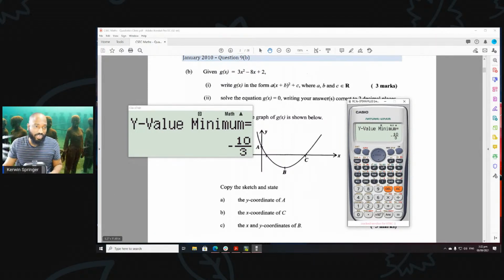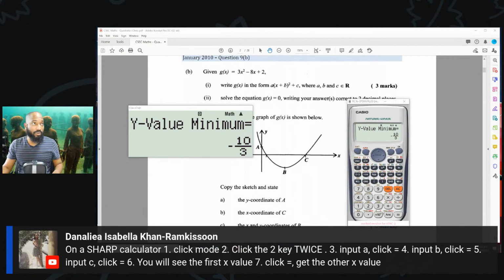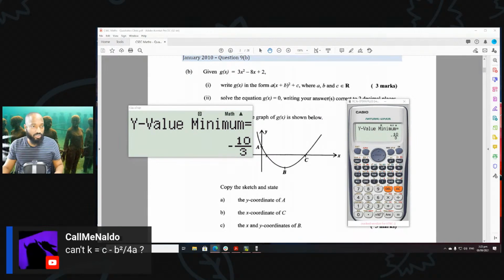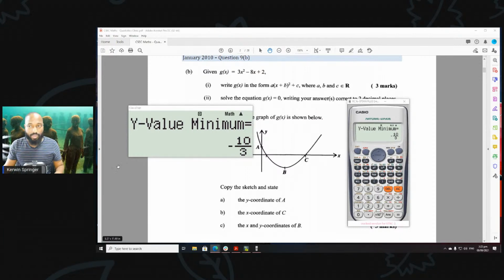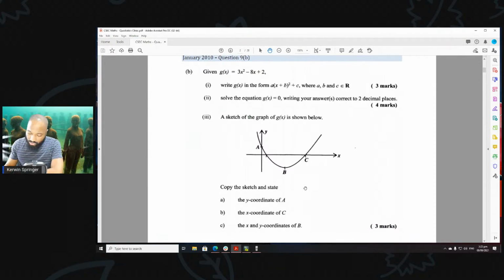If you're using the Sharp calculator with the solar panel, Isabella is showing you how to do it here. You can also look up my video showing how to do it on the Sharp calculator. You could use this as well: k is equal to c minus b squared over 4a, same idea.